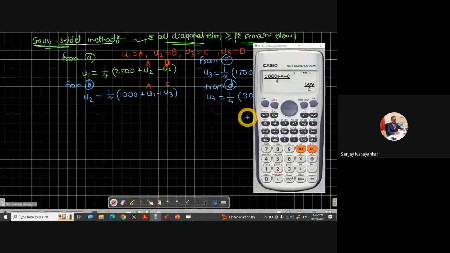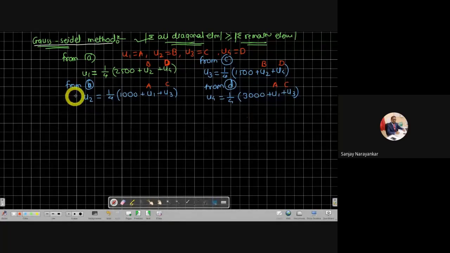So next, what we are going to do: let U1 is equal to 0, U2 is equal to 0, U3 is equal to 0, and U4 is equal to 0. So what are these in our notations? A, B, C, and D. Right? So after this assumption, now we are going to prepare a table.